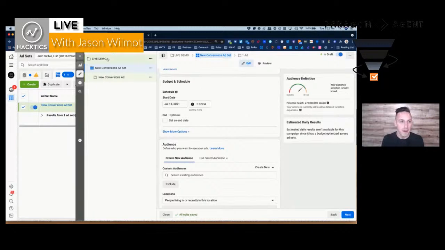Now, I'm not going to worry about the campaign level. I'm not going to worry about the ad. In my opinion, the most important component of all campaign building is always the ad set. It's who are you targeting?